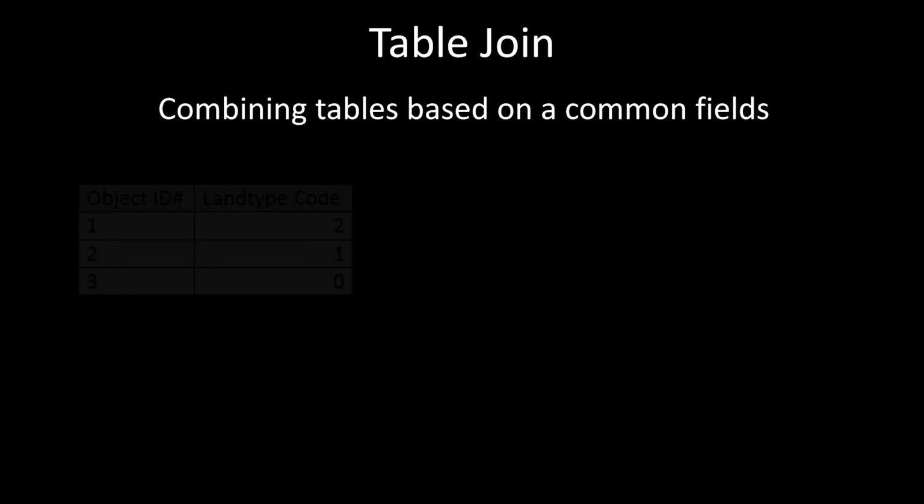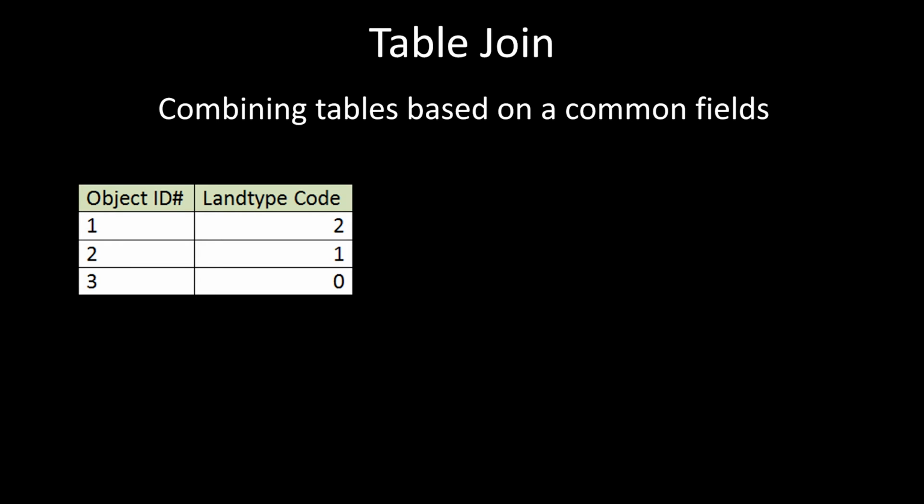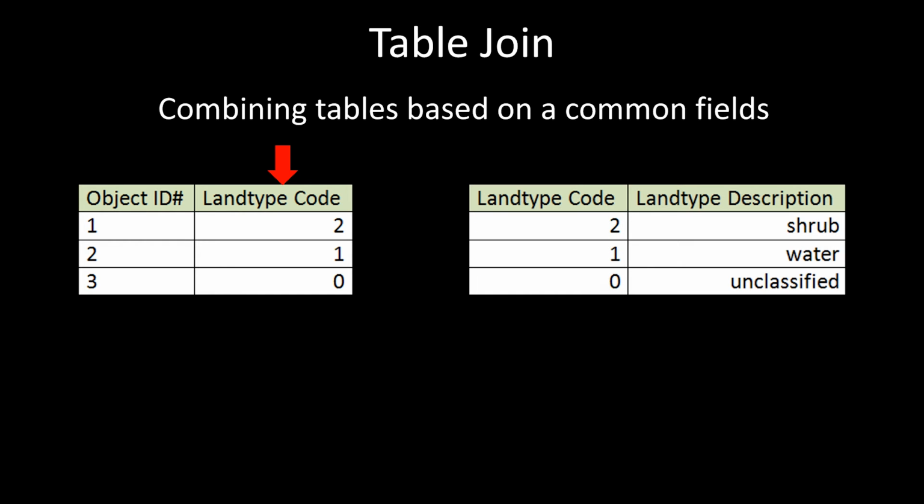For example, imagine that you have two tables related to land type. The first table contains the geographic features of land type polygons. The land type category in this table is referenced by a code. The second table contains the textual descriptions of the categories and the land type code. Thus, the two tables share the land type code field in common. This will allow the two tables to be joined to one another. Once the two tables are joined, a new combined table is created.